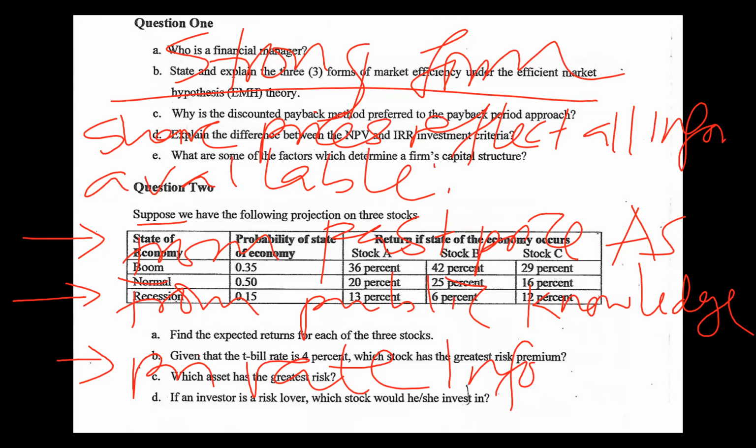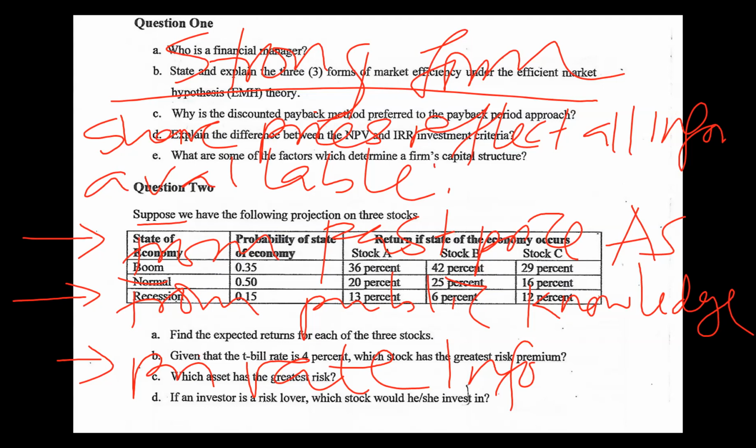So the weak form, there is no connection between the price movements. Then in the semi-strong, the information is available, just the one which is available to the public, but it does not show us what is available to the private, the inside information is not shown in the same.